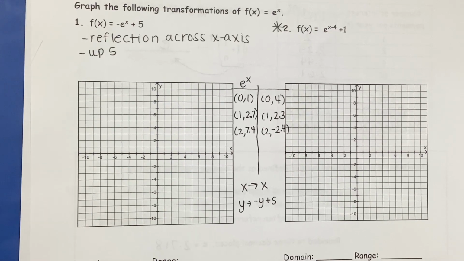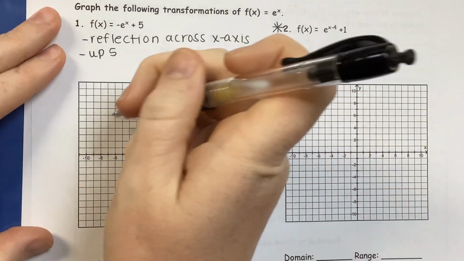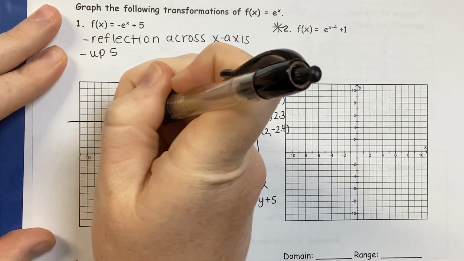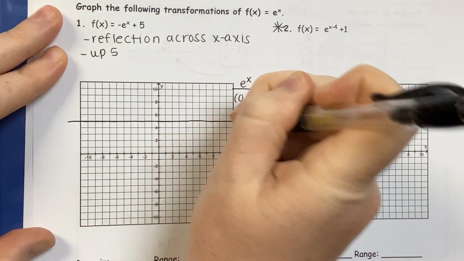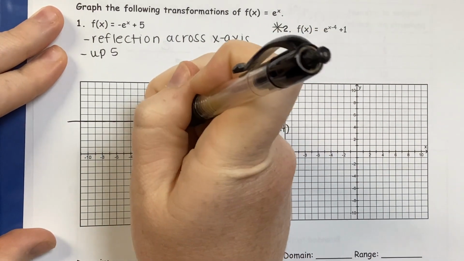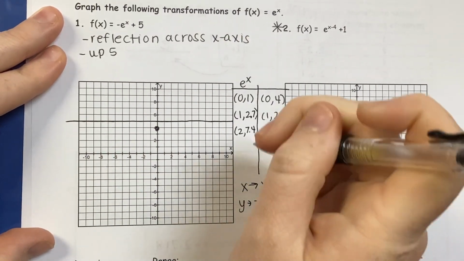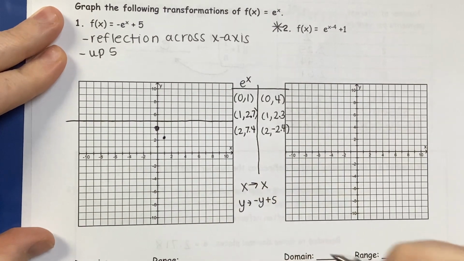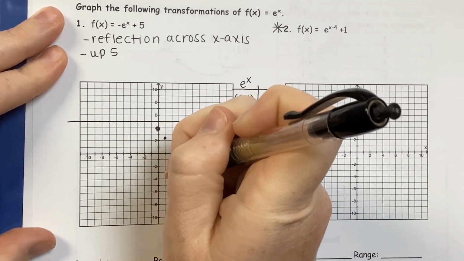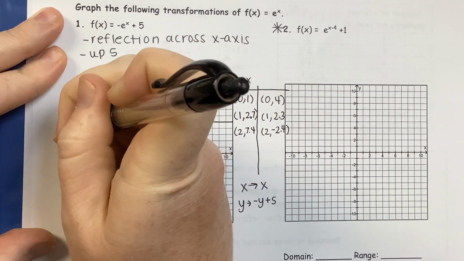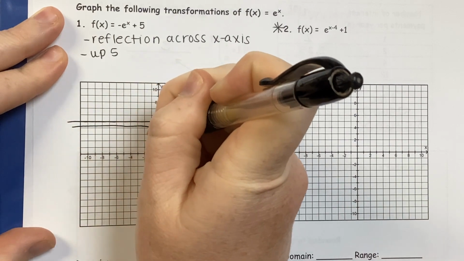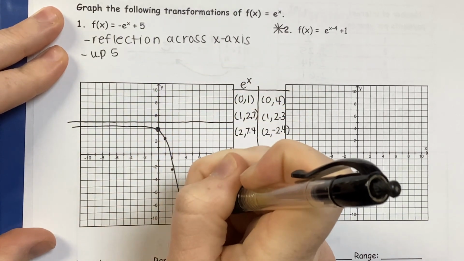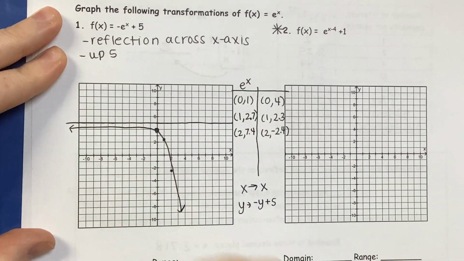Go ahead and graph where your asymptote's going to be. So we went up 5, so we know our asymptote's going to be right here. And then let's plot those points. We have 0, 4. We have 1, comma 2.3. And then we have 2, comma -2.4. So we're going to get this shape.